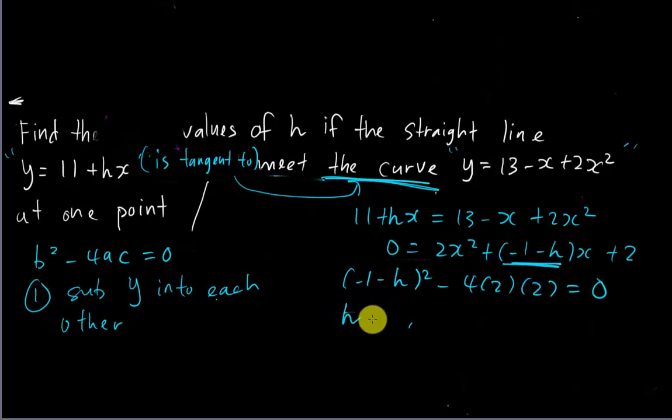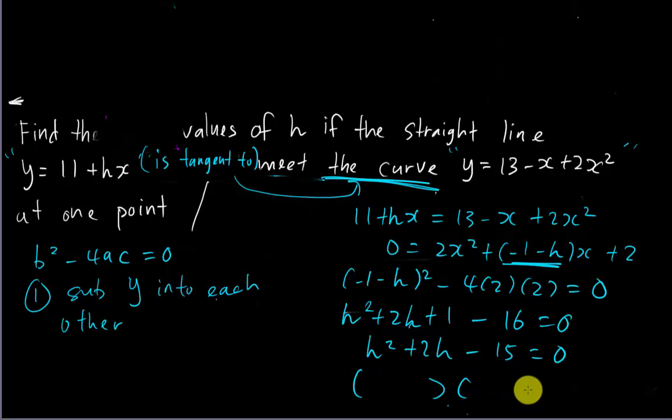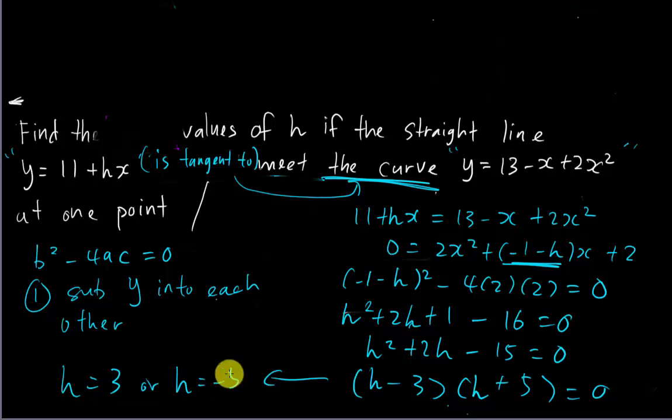Then I just solve this one. This is h squared plus 2h plus 1 minus 16 equals 0. Then this is h squared plus 2h minus 15 equals 0. Then I can easily get the value of h. I will get 5 and 3, positive and negative. So h equals 3 or h equals negative 5. It's the same thing: if this product is equal to 0, then you can straight away say the first bracket is equal to 0 and the second bracket is equal to 0.